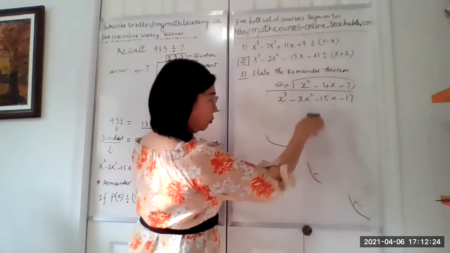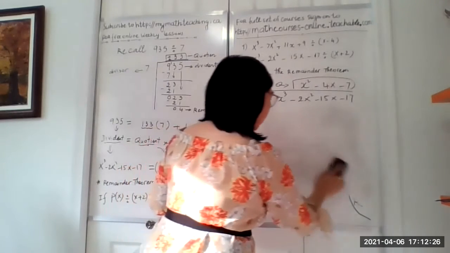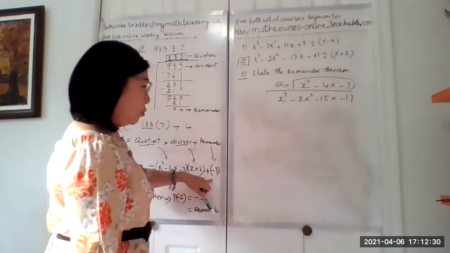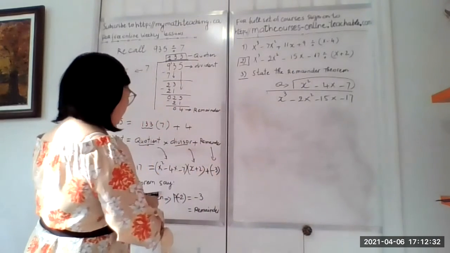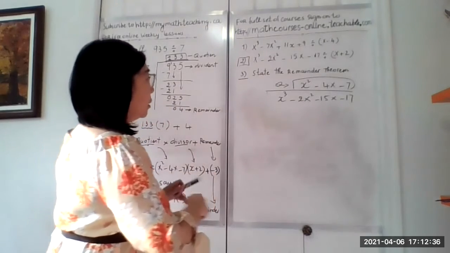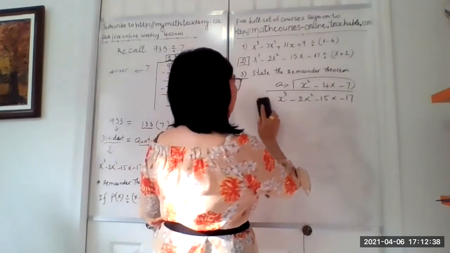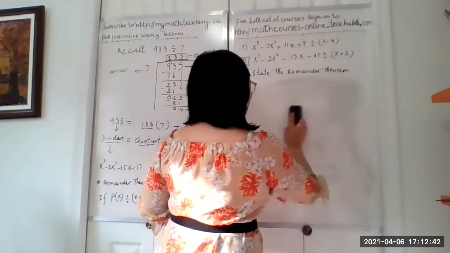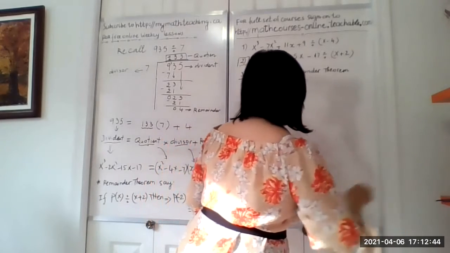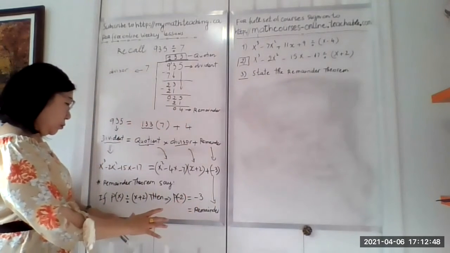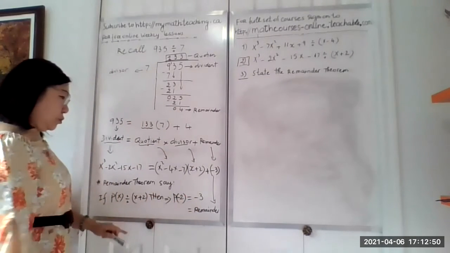Just remember that we go through a whole long division to get the remainder. The remainder here is minus 3. This is our remainder, but we have to divide to get there. So let's say we're lazy and we don't want to do long division. We are going to test if the statement is true.